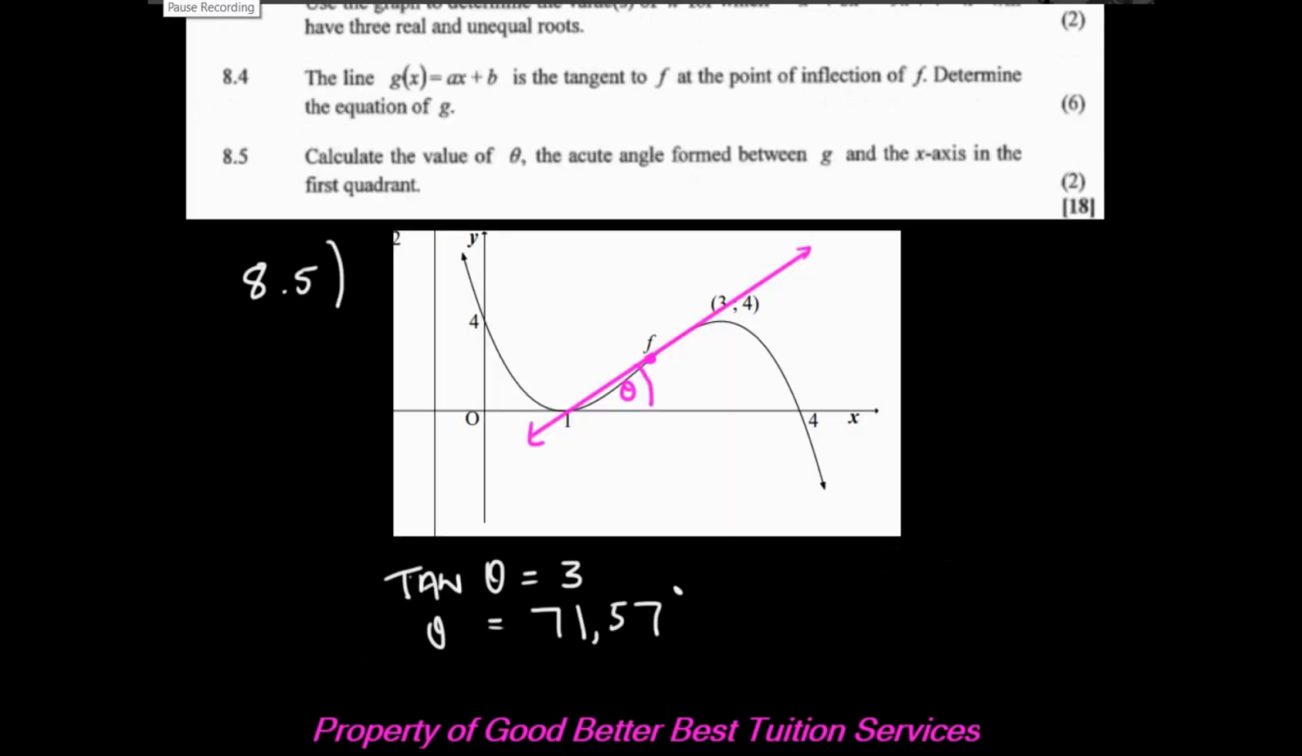The last thing we need to do in this question is we need to calculate the value of theta, which is the angle formed between g and the x-axis. I've drawn the tangent for you so that you can see the angle between the tangent and the x-axis is fairly straightforward because we've got the gradient. So all we need to do is tan inverse of our gradient, which is 3, and that gives us 71,57 degrees.